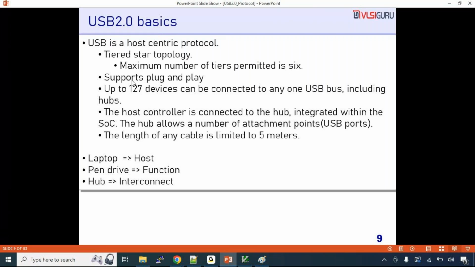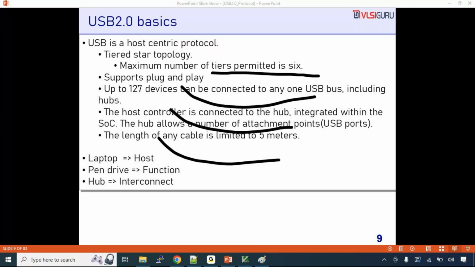Next, did everyone understand what we mean by the maximum number of tiers being 6 only? I have drawn something like this, right? The maximum level that you can go is the 6th level. Beyond that, you cannot go. USB doesn't support it beyond that.